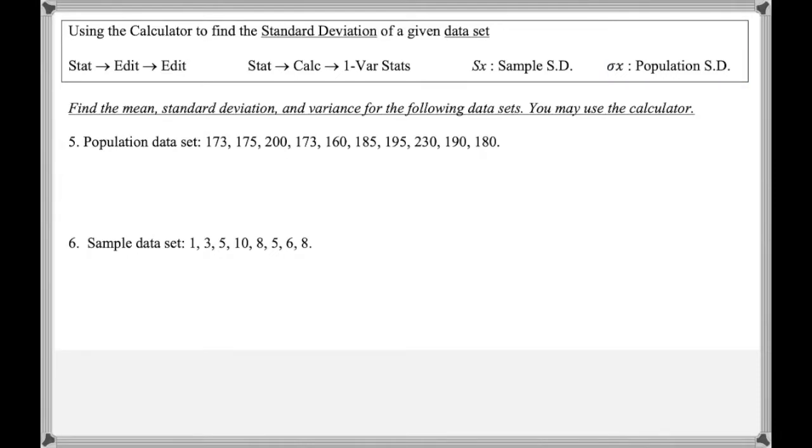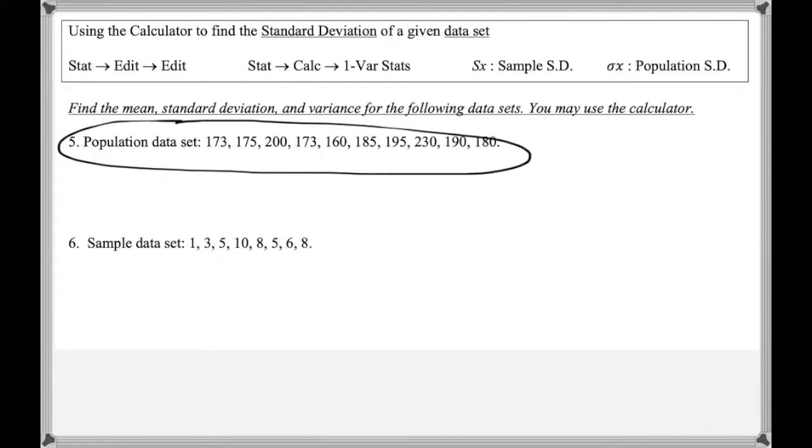Find the mean, standard deviation, and variance for the following datasets. You may use the calculator. So number 5 is the population dataset, and it's the same data that we had in number 4. So we should get the same answers.